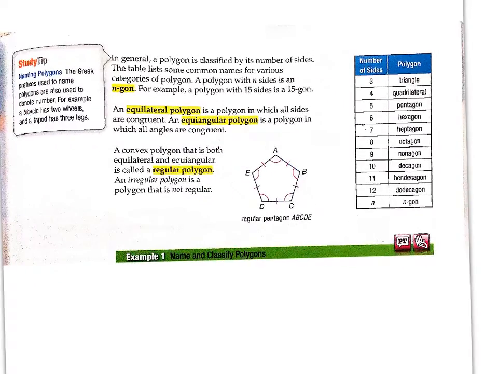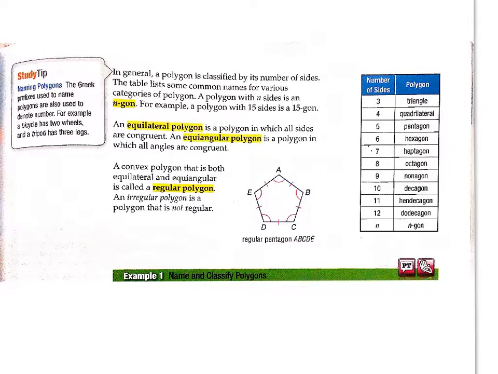So names of polygons. When you name a polygon, these are the particular names that you want to look at. Starting with three sides, you have to have three sides to make a polygon. So triangle, quad means four, pentagon, hexagon, heptagon. You may also hear septagon, it's the same thing.